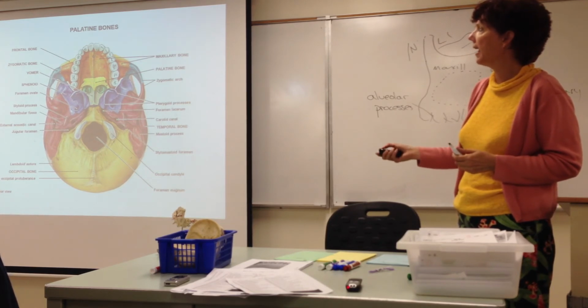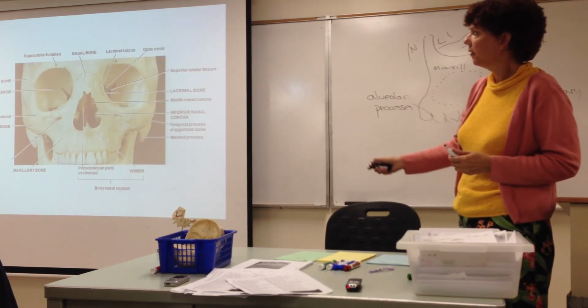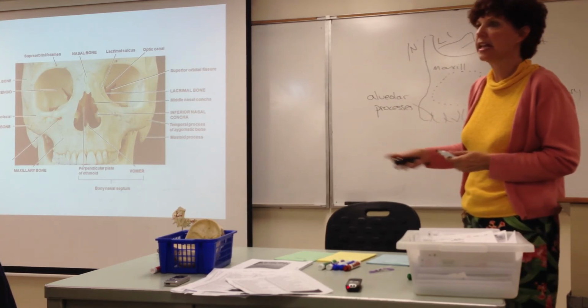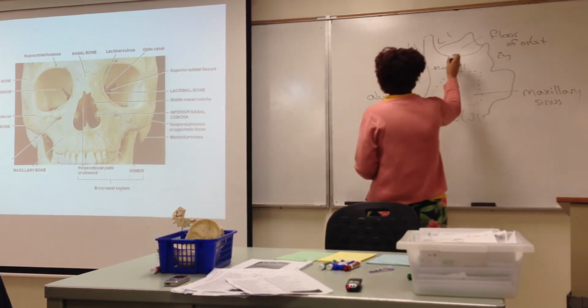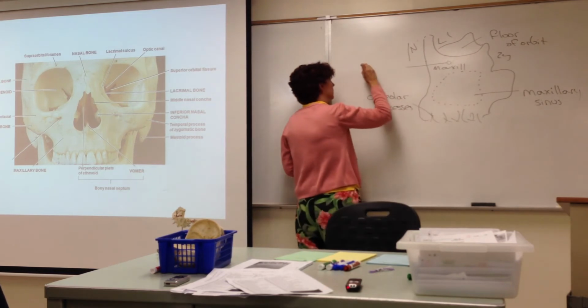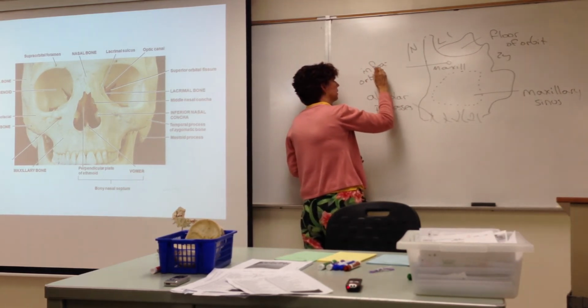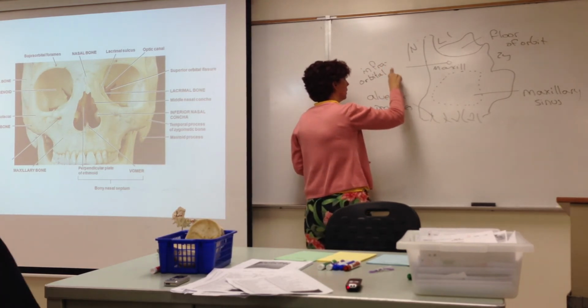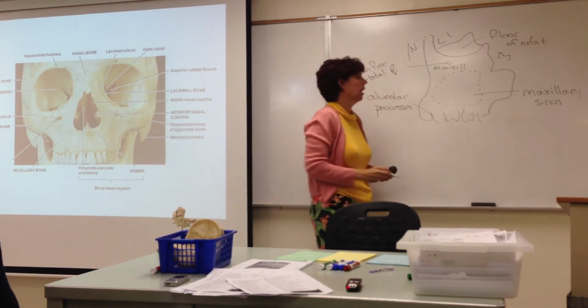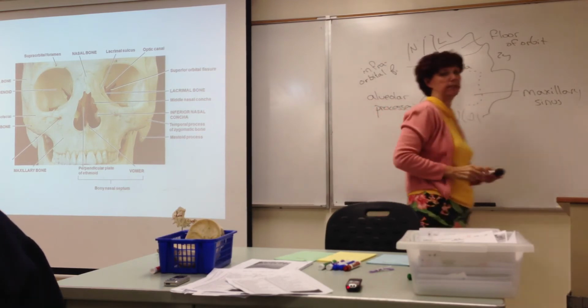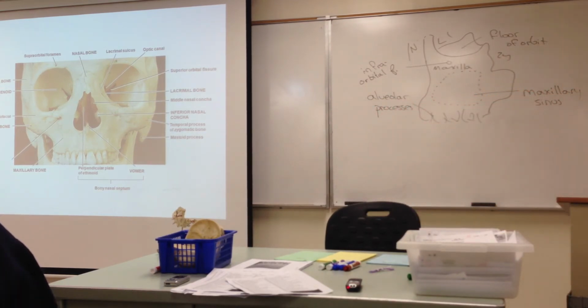And then if we go back and look at the front portion here, remember we have the infraorbital foramen or the second branch of the trigeminal nerve. Should be trigeminal. Sorry.